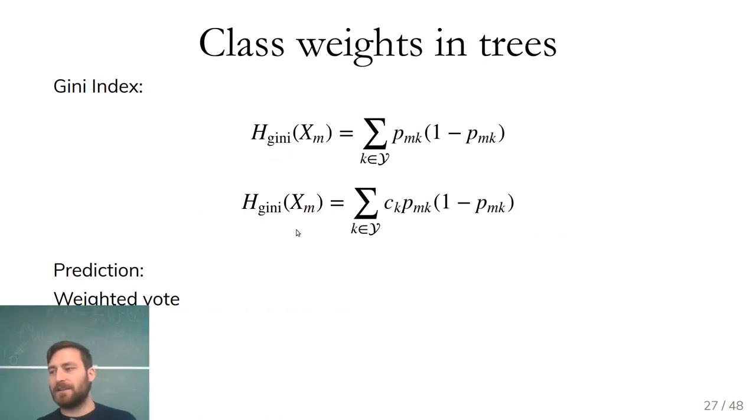You can do the same thing in trees. For example, if you're using the Gini index, then you can again put in, in the term for each class, a class specific factor that just says count this class more.